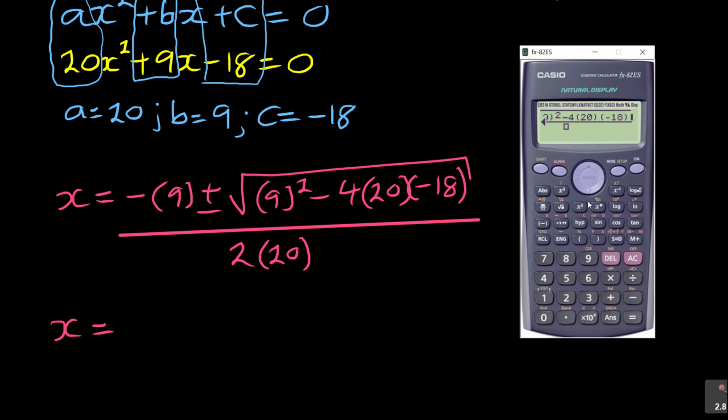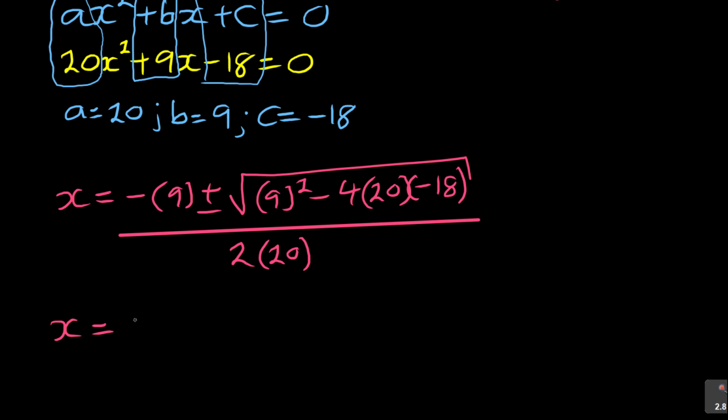All over 2 and then 20, equal to. The first one, x is 3 over 4, and then the other one, x is negative 5 over 6, so x is negative 6 over 5 I think, and then x is equal to 3 over 4.